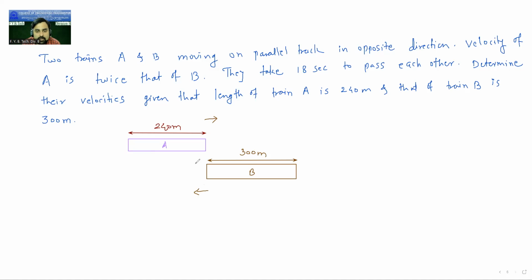So what is the velocity of the train VB? Here they have told that the velocity of A is twice that of B. So suppose velocity of train B is x, then velocity of train A will be 2x. They take 18 seconds to pass each other. So how long does it take to complete the overtake? 18 seconds. If the overtake is to be completed, how much distance will these two trains pass?